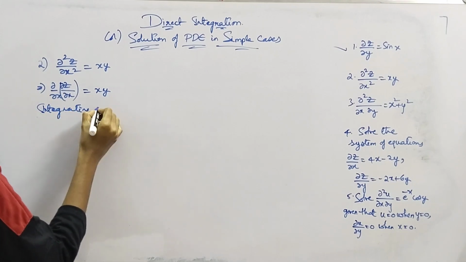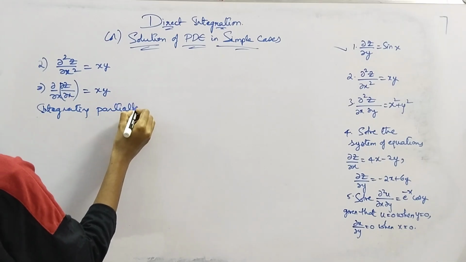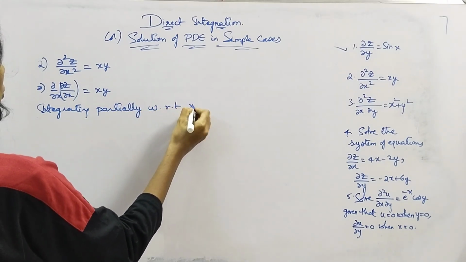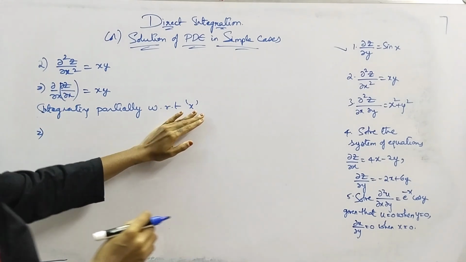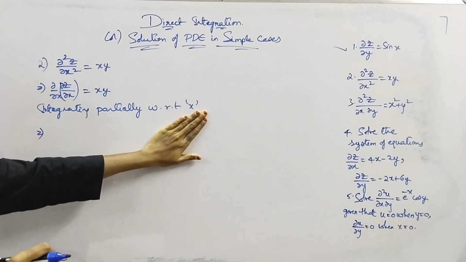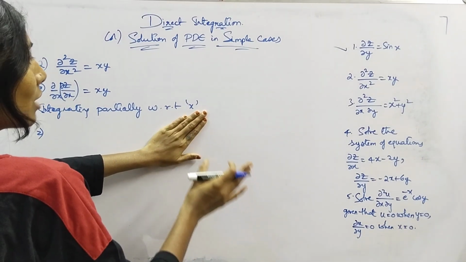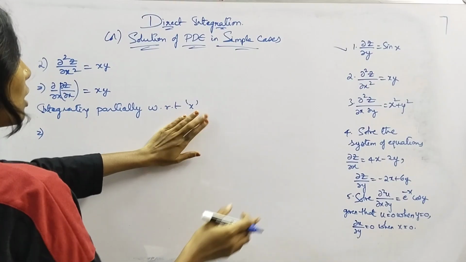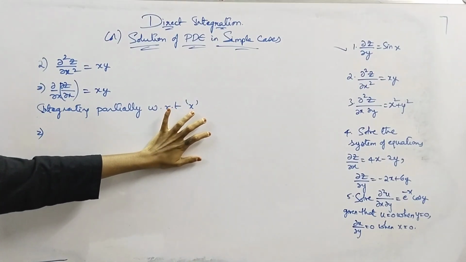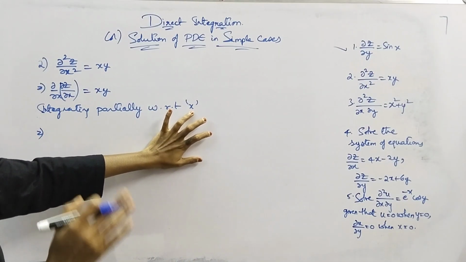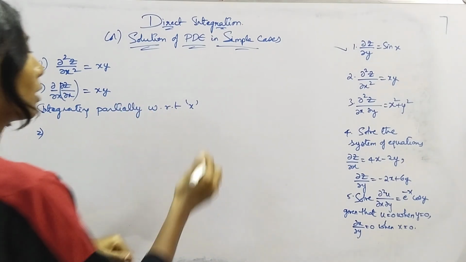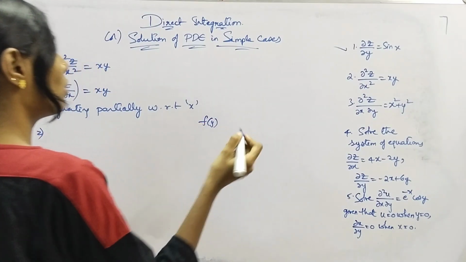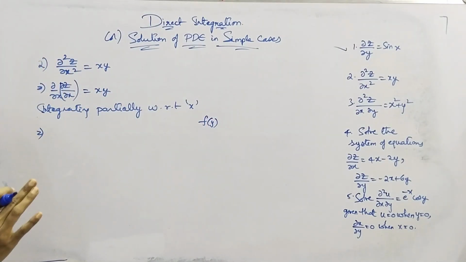Integrating partially with respect to x, this gives us, so whenever you see integrating partially with respect to x, you have to remember that you're going to get an arbitrary constant, and it should be a function of something, right? Since we are integrating partially with respect to x, we'll treat y as constant, so that here we'll get an integral constant which should be a function of y, right? Let it be f of y or g of y or whatever.